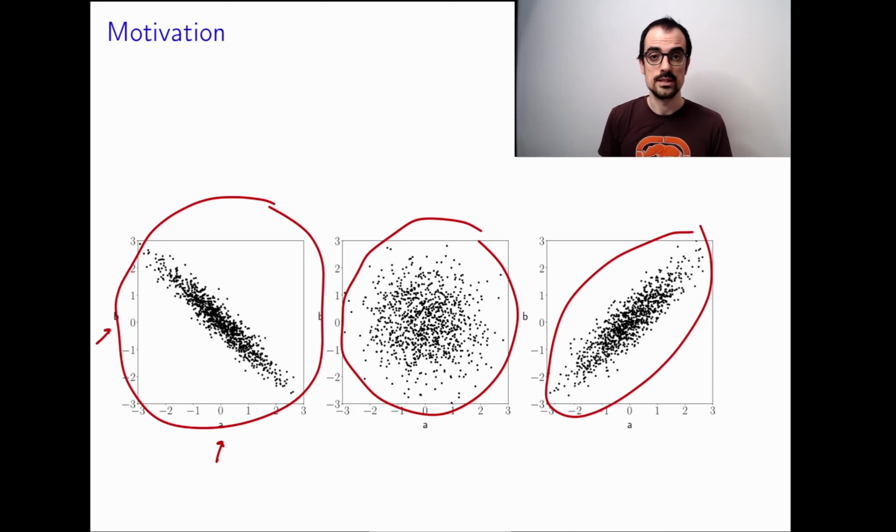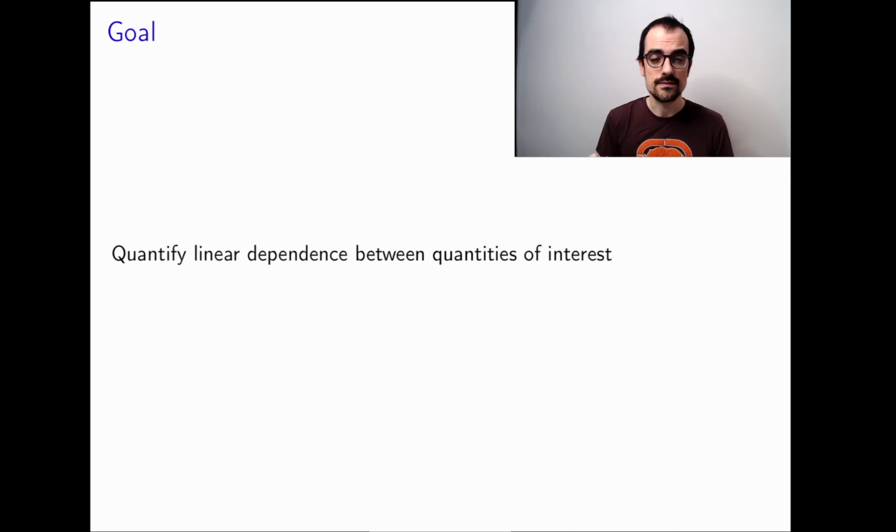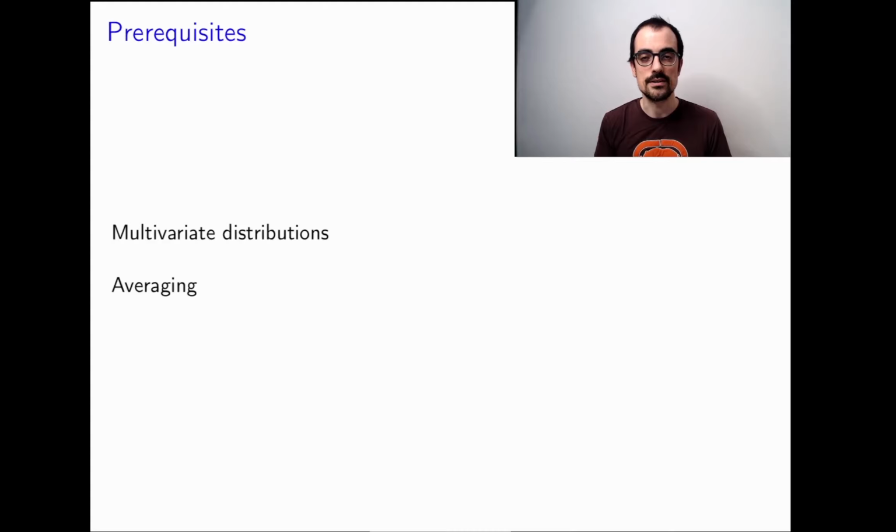So our goal is going to be to quantify this linear dependence between quantities of interest, or equivalently between the random variables that represent our quantities of interest. The prerequisites for this material are multivariate distributions of random variables and averaging or expected value.